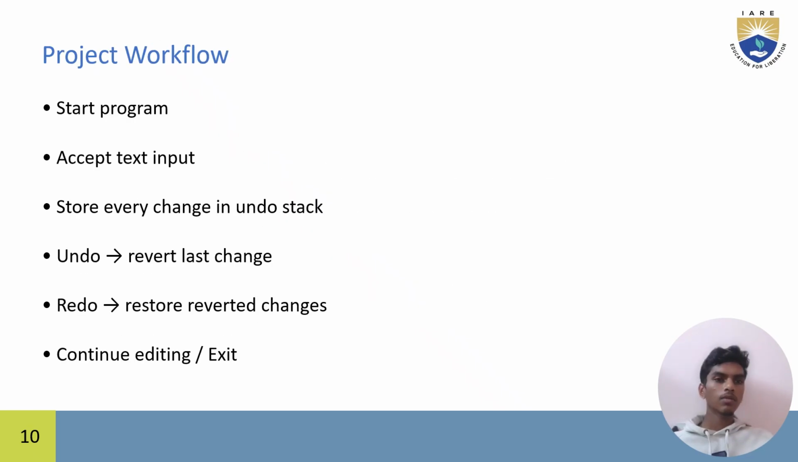And coming to the project overview, how this goes on, what's the process? Start the program, accept the text input, store every change in the undo stack. Undo reverts the last change, redo restores the reverted changes, and continue editing and exit. This is the workflow of this undo and redo.